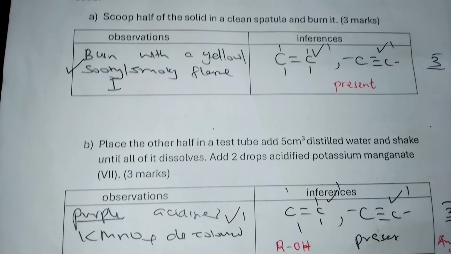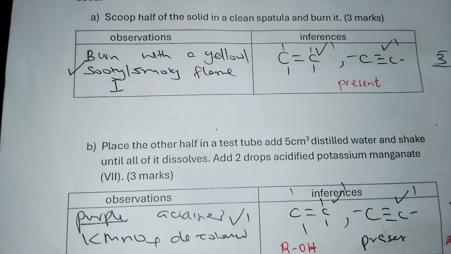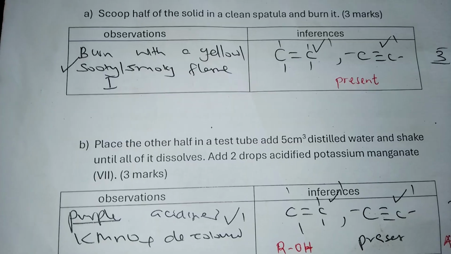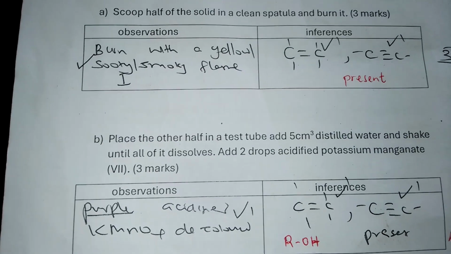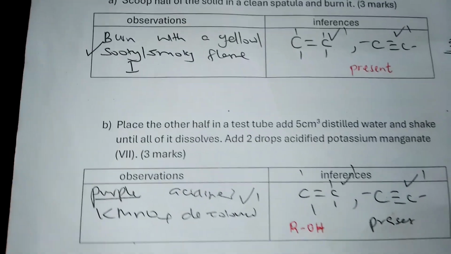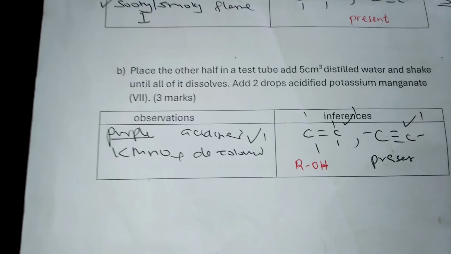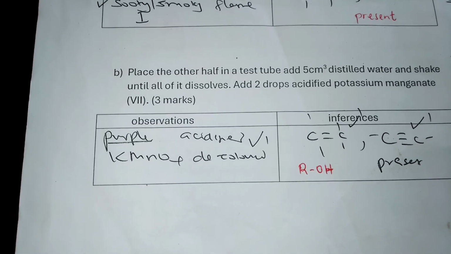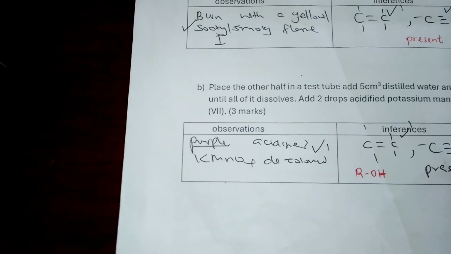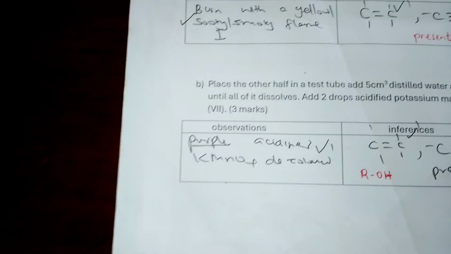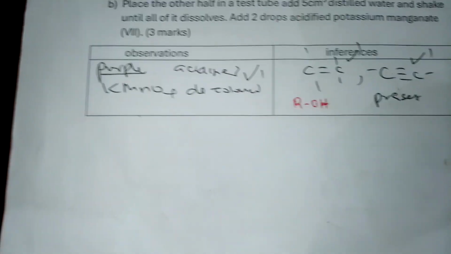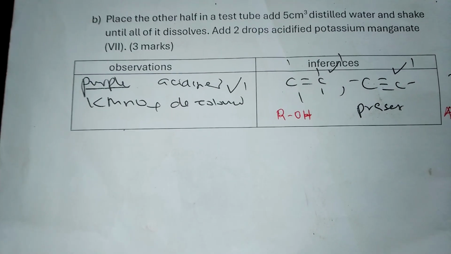Place the other half in a test tube with 5 cubic centimeters of distilled water and shake until all of it dissolves. Add 2 drops of acidified potassium permanganate. When you do that, the acidified potassium permanganate decolorizes. So which means that it is what? An alkene or alkyne present.